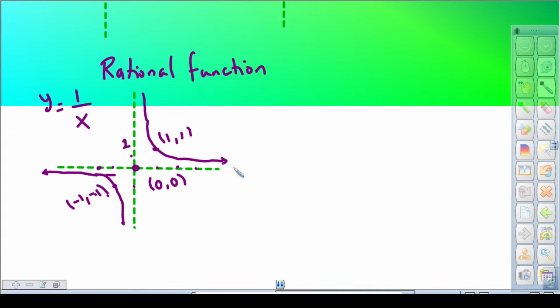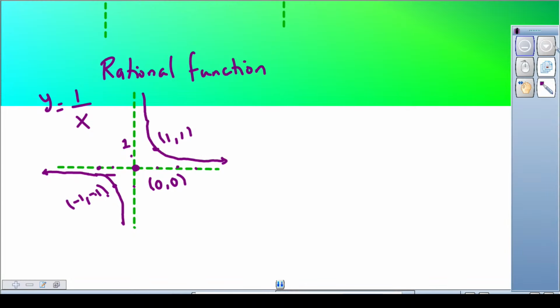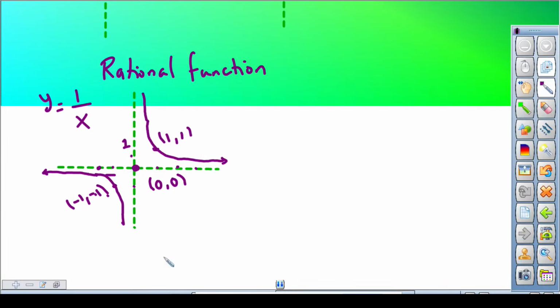So the not touching concept in math is referred to by a word, and the word is asymptotes. What? What did he just say? It's called asymptotes, and it's not a bad word. It's spelled like this. You have asymptote.